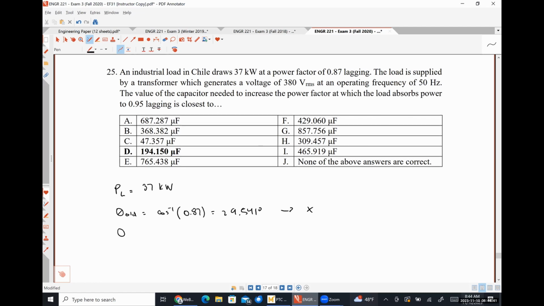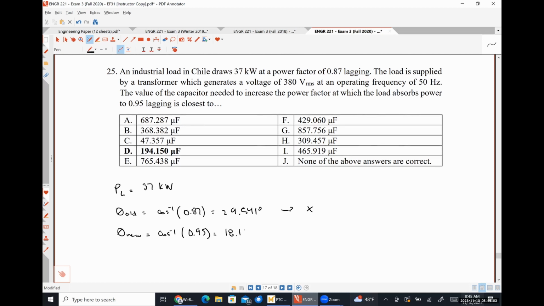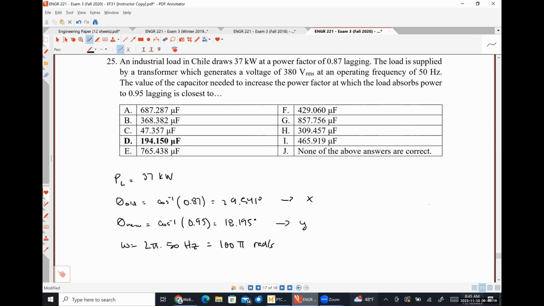Let's see, theta new is the inverse cosine of 0.95. Store that as Y. 18.195. Omega is 2 pi times 50 hertz. So that's 100 pi radians per second. And the magnitude of our capacitor voltage is 380 volts RMS.